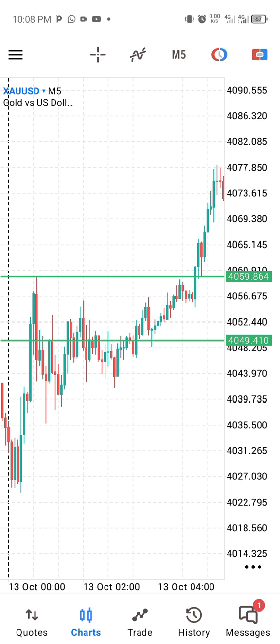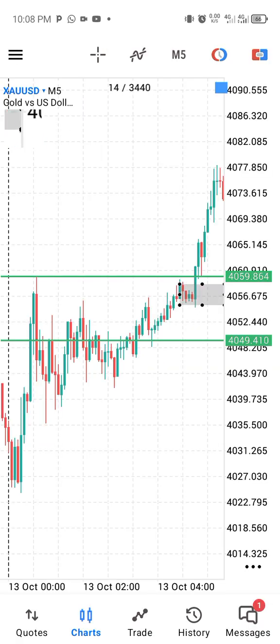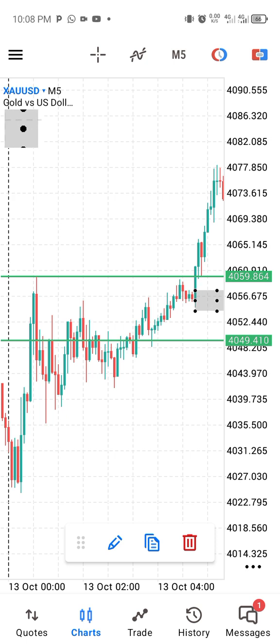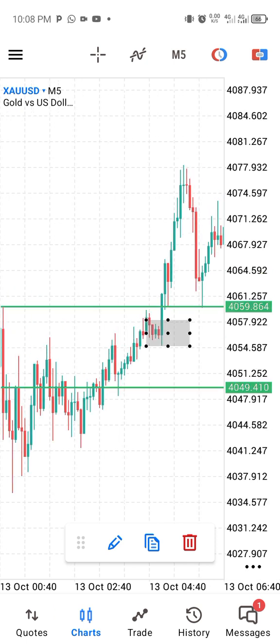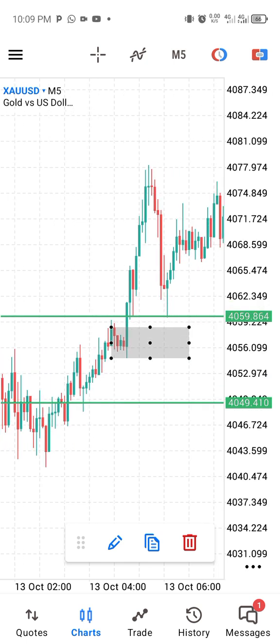So what are the areas of my interest, my AOI or my POI? I can find here an area of interest. I will just plot out my area of interest, then I will wait patiently for the market to come to that zone. So looking here is my area of interest, but what did the market do? The market did not come to my area of interest.